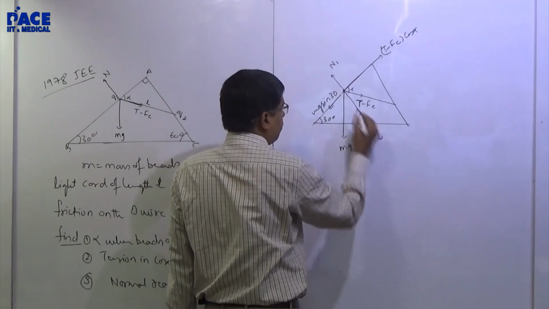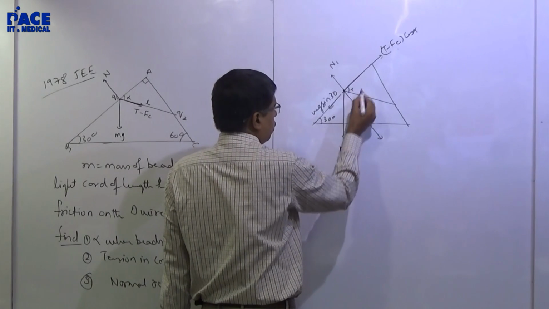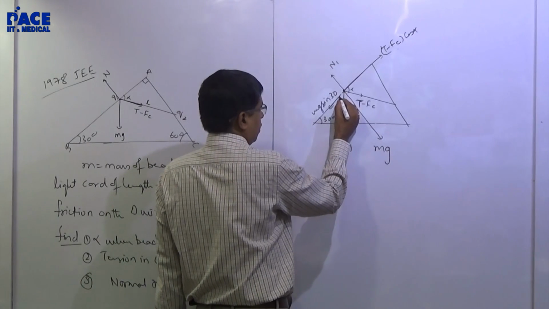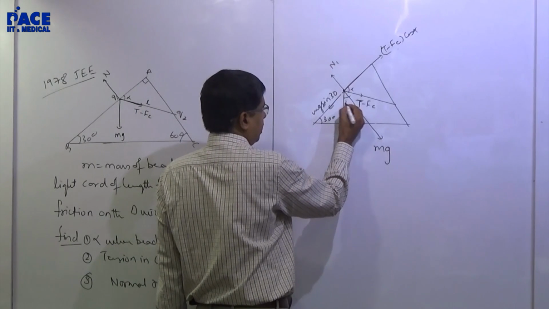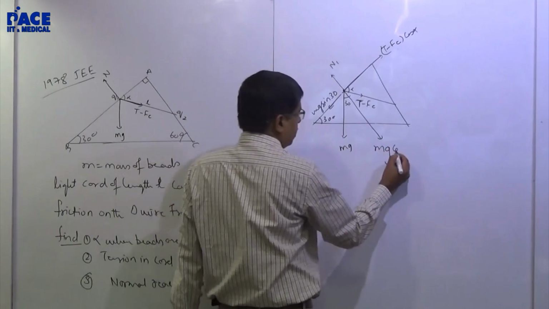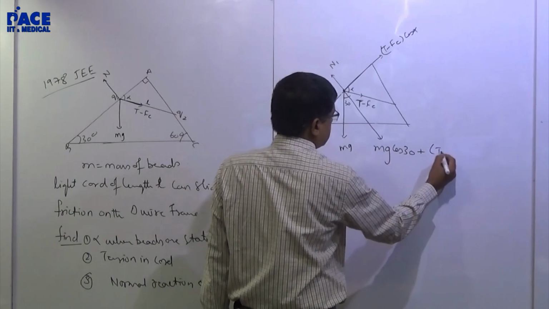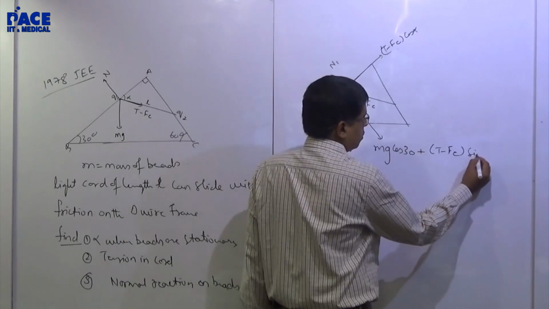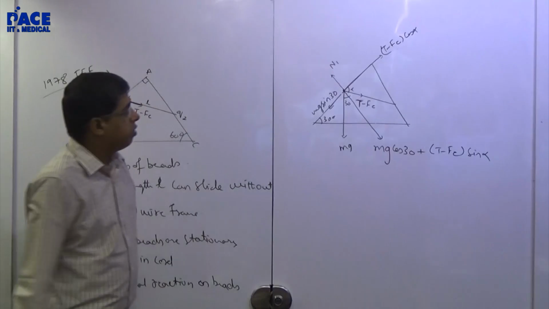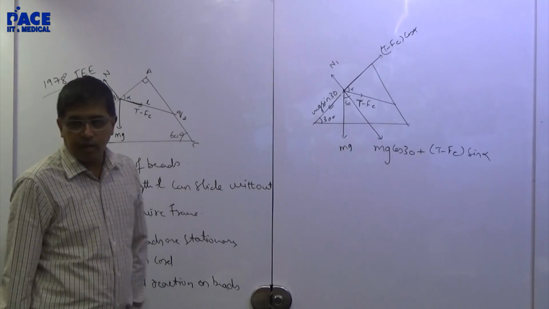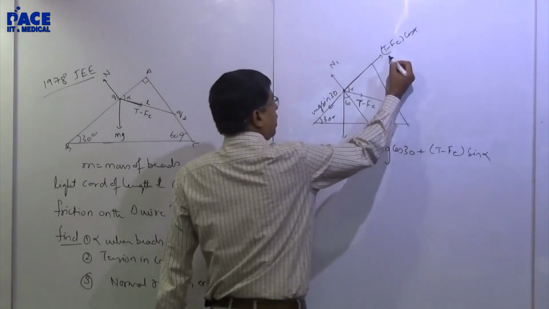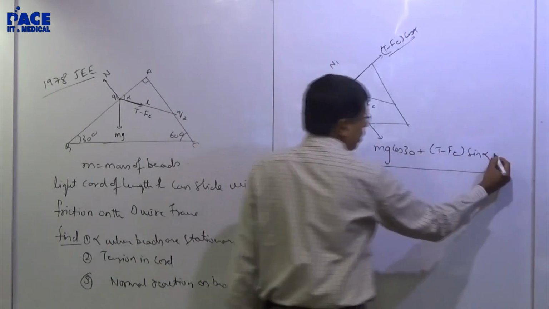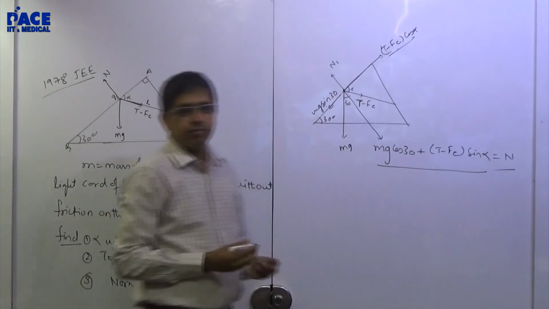Similarly equate normal force to mg, this will be 30, right? mg cos 30 plus T minus Fe sin alpha. T minus Fe sin alpha. That's it. Equate this to this, equate this to this to equal N. You get all the answers.